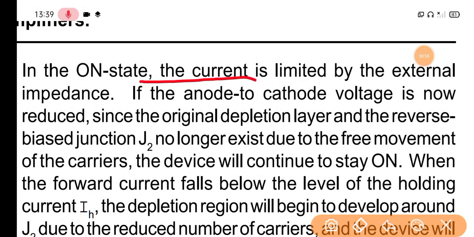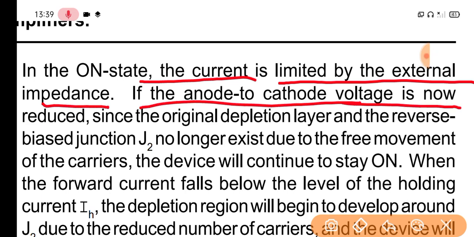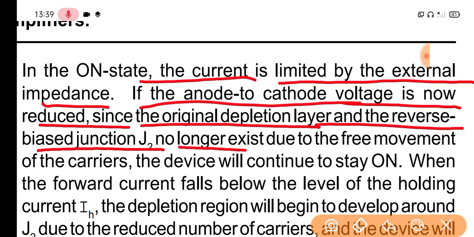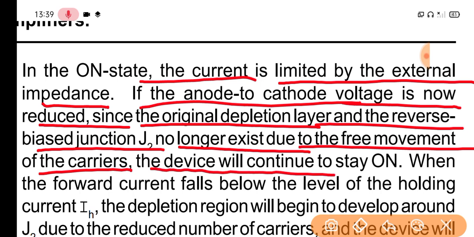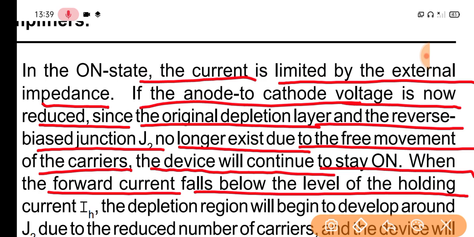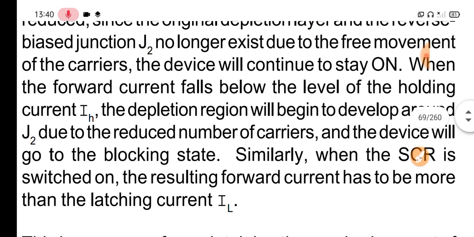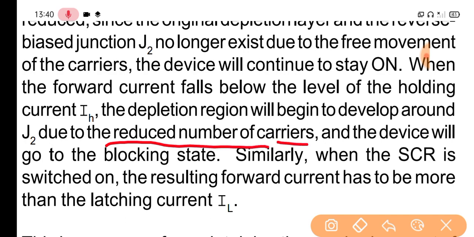In the on state, the current is limited by external impedance. If the anode to cathode voltage is now reduced, since the original depletion layer and the reverse biased junction J2 no longer exist due to the free movement of the carriers, the device will continue to stay on. When the forward current falls below the level of the holding current IH, the depletion region will begin to develop around J2 due to the reduced number of carriers and the device will go to the blocking state.